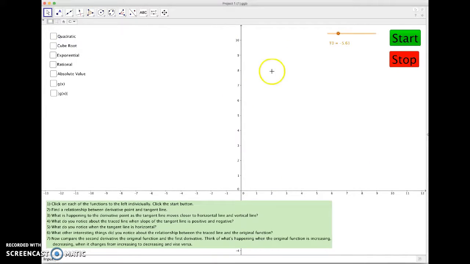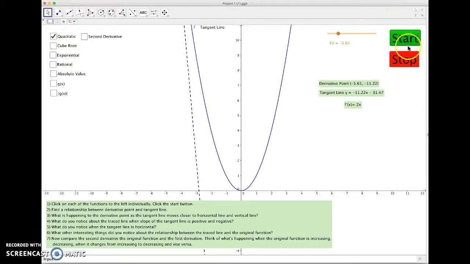Right now this is what they'll see. They will see nothing, and they'll be given a list of things to go through. What they're going to do is click on each of the functions to the left individually, and then click the start button. So let's start with quadratic. I'm just going to hit the start button and see what's happening here.